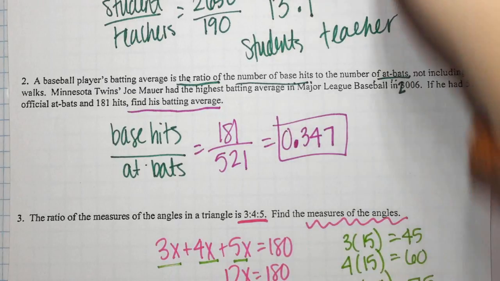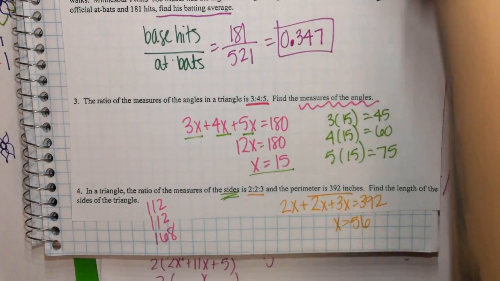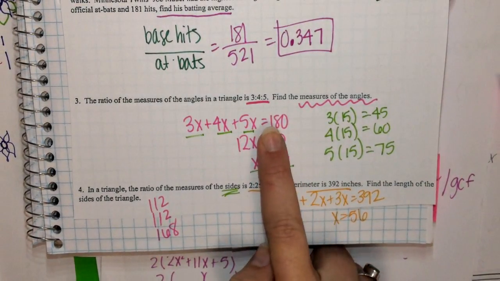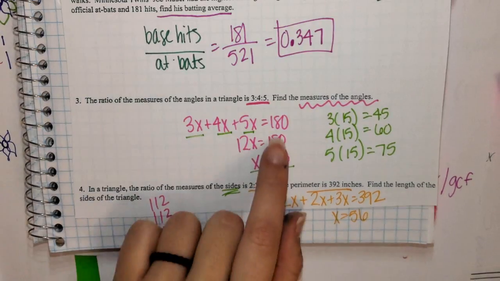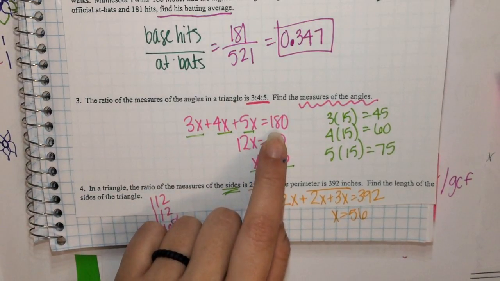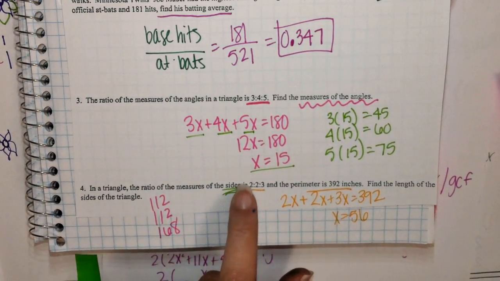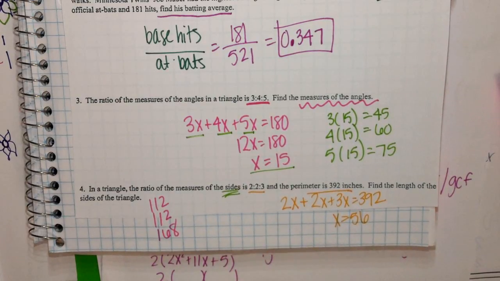The third one was where we applied our ratios to triangles. Now, why did we set this one equal to 180? Because you're trying to find the measure of the angles. Take a point. And we know that the sum of a triangle is? Fantastic. Now, why did we set this one equal to 392?